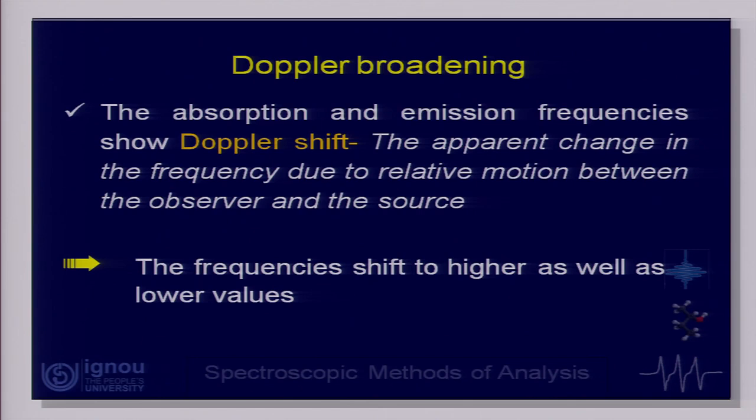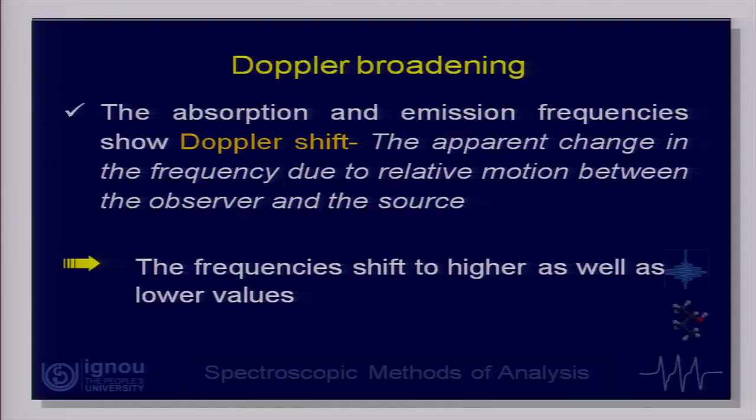Now, what you observe is that the frequencies shift in both directions. That means it will be more or less. As a consequence, as against one particular frequency to be observed, there can be absorption or emission of frequencies slightly more or slightly less than that. As a consequence, our signal becomes broad. So that is the second intrinsic factor which causes the broadening of the signal.